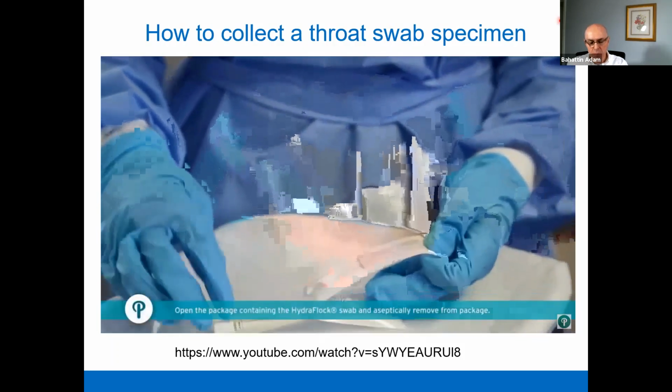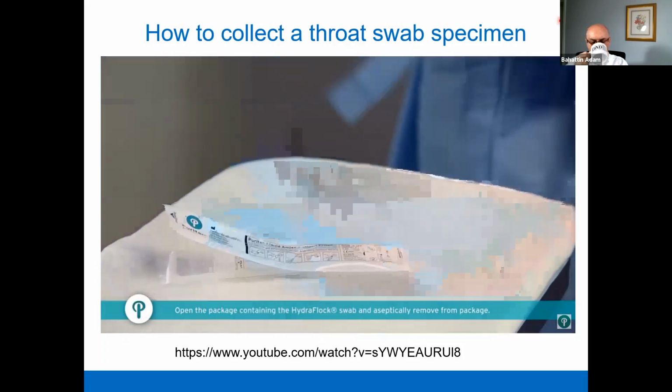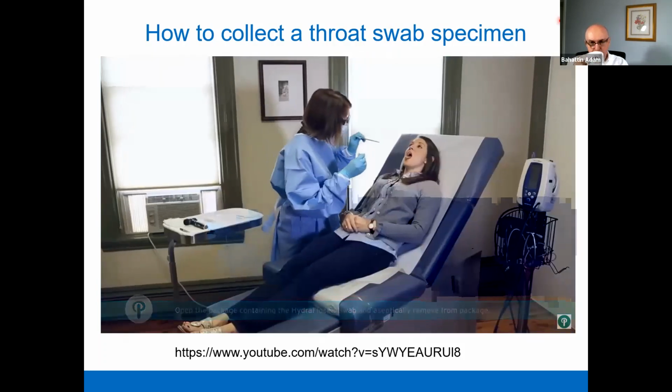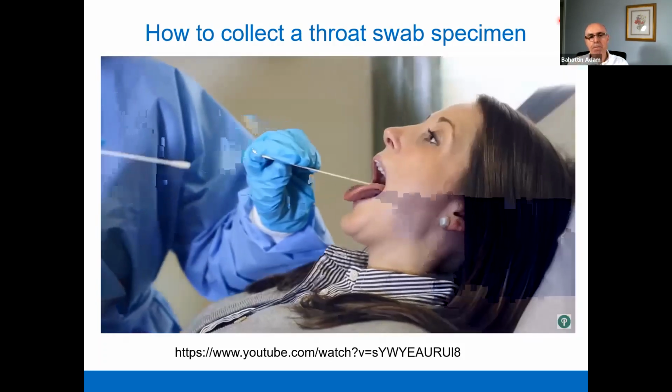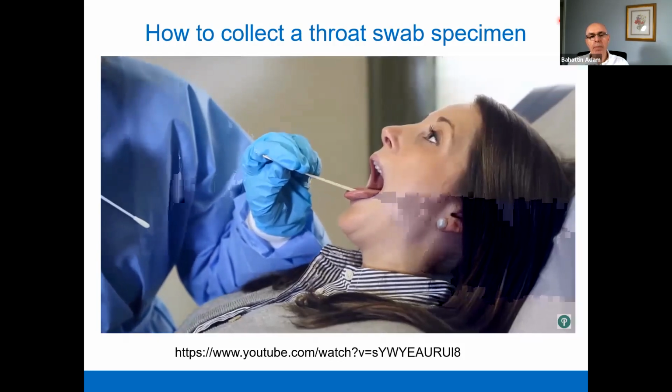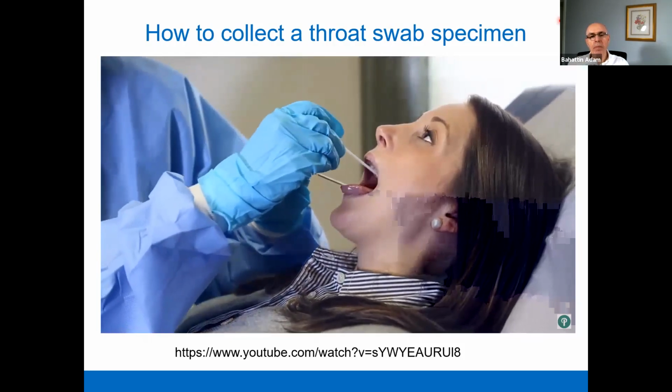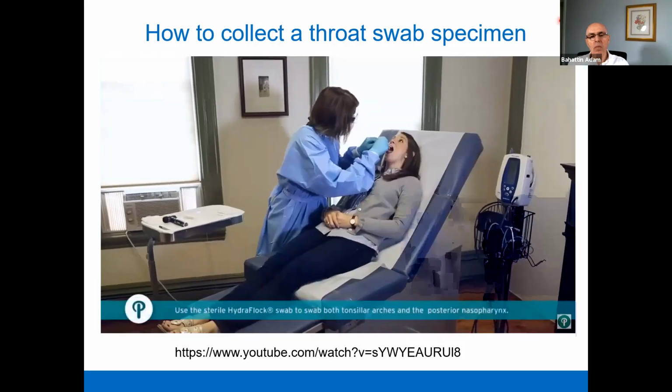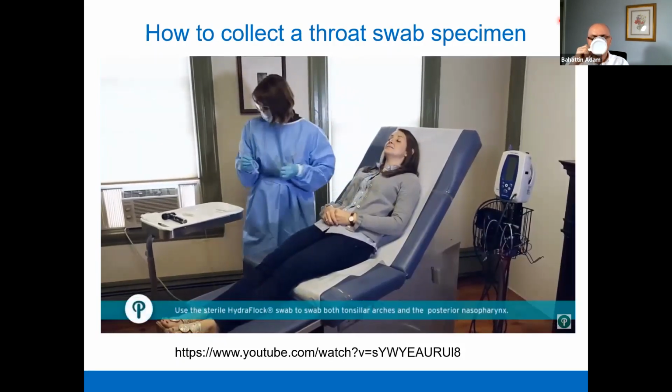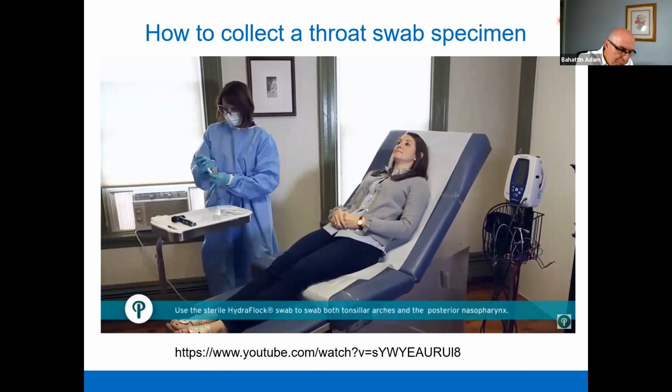Open the package containing the hydroflox swab and aseptically remove it from the package. Have the patient tilt their head backwards, open their mouth, and stick out their tongue. Use the sterile hydroflox swab to swab both tonsillar arches and the posterior nasopharynx without touching the sides of the mouth.